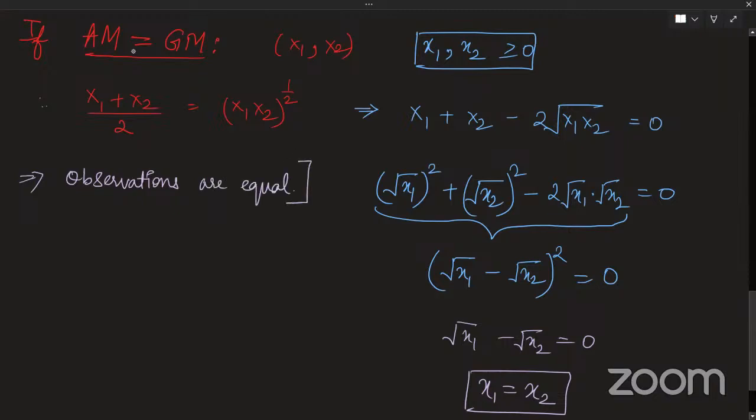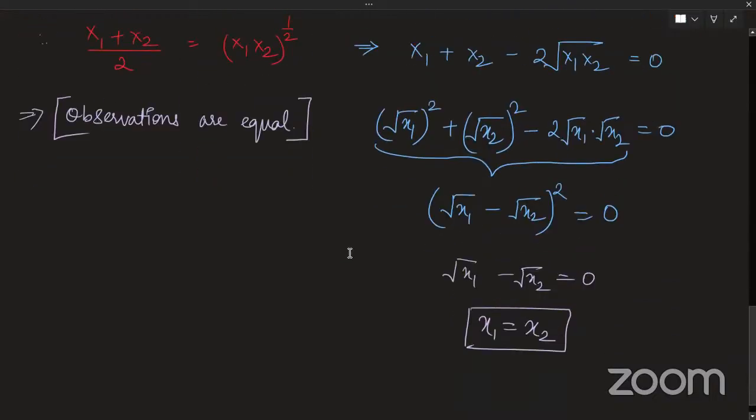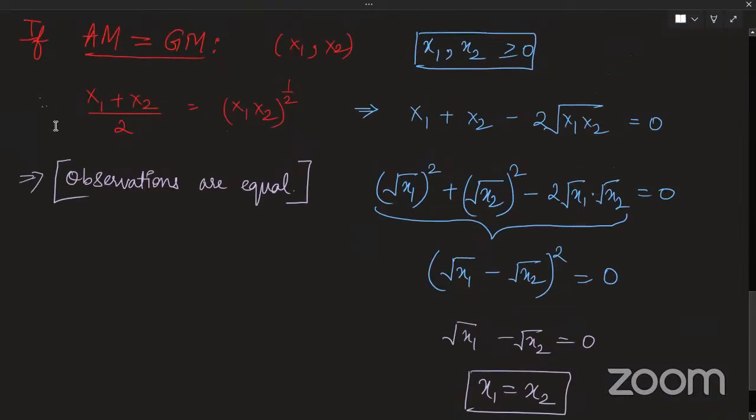The same thing you can verify for more numbers if you wish to. If you want, you can verify it for any number of numbers. It was easy for me to prove it for 2. If you are good in algebra, you can do it for more numbers also, but it would just be time consuming. Fine, everyone?